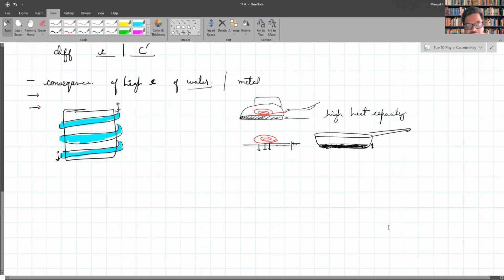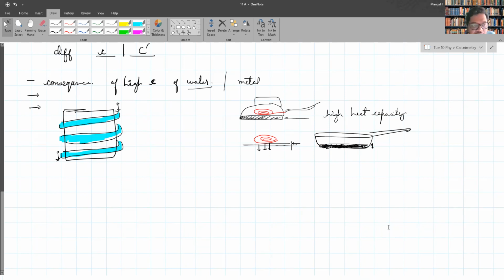So here, why do you have a thicker base? Because it will have a high heat capacity. Keep in mind, in the earlier examples, we used the high specific heat capacity of water. Over here, there are thick metal plates. Thick means more mass, and more mass means more heat capacity.